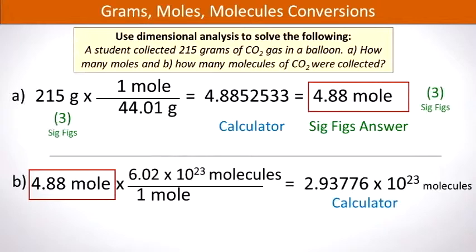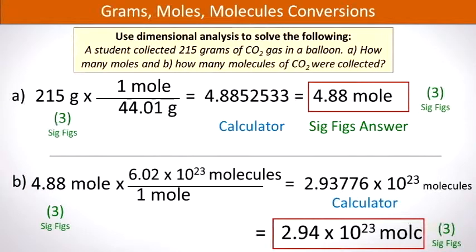Therefore, we process the numbers in our calculator and we write the complete number down as 2.93776 times 10 to the 23. But again, we know that in chemistry, we round numbers to the number of significant figures. In this case, again, 4.88 has 3 significant figures, and therefore we round our calculated value for a final value of 2.94 times 10 to the 23 molecules.